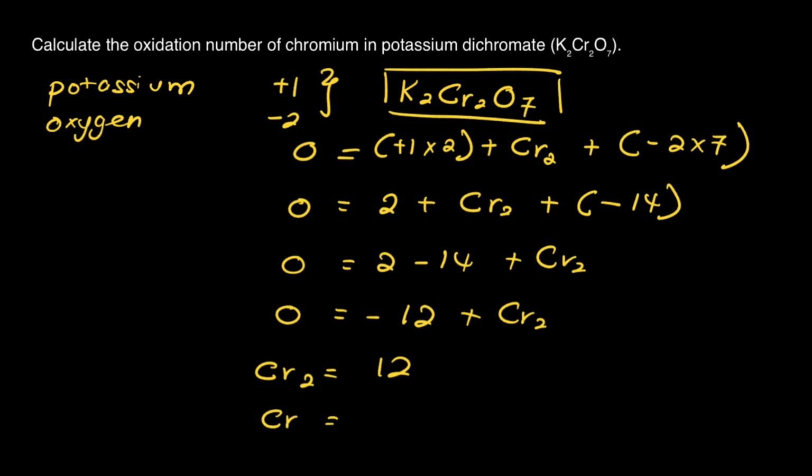So for chromium itself, 12 is actually equivalent to 2 times X. So chromium itself is going to be 12 divided by 2, so it's equivalent to 6. So the oxidation number for chromium is 6.